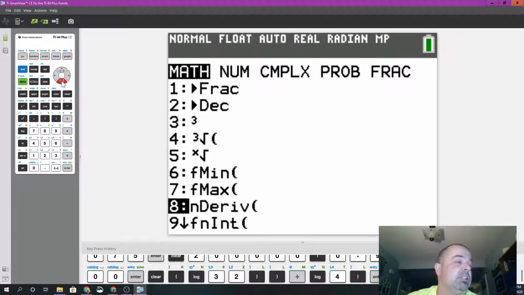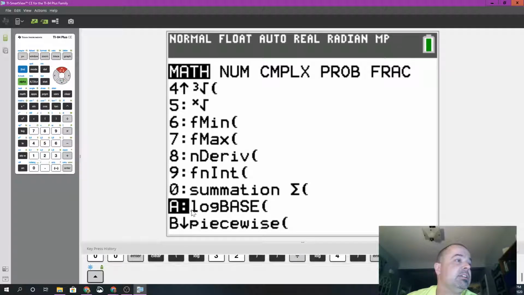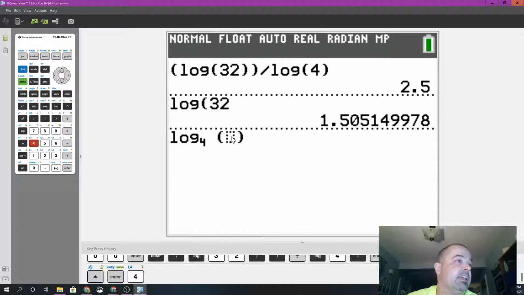Whoops, right here. And you can choose that one. And it allows you to do this. So I can plug in 4 here, and I can move over and plug in 32. And now you can see that it's set up: log base 4 of 32. And that's going to give me 2.5.